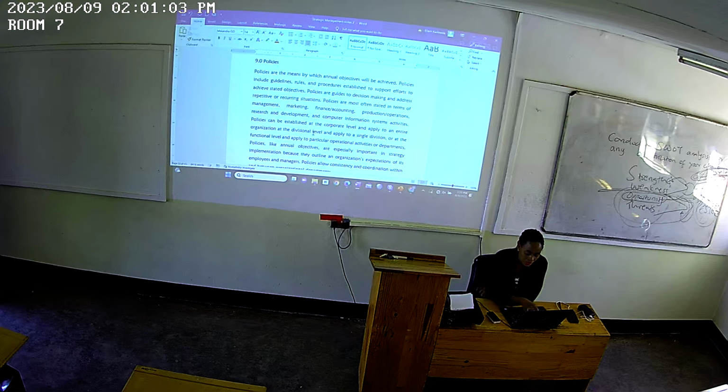So it supports efforts to achieve. Policies are guides to decision making and address repetitive and recurring situations. So it means that if you want to buy something, there's a policy that helps you, that guides you. If you want to let someone go as an organization, there's a policy. Okay? So people that are doing HR, you know this.